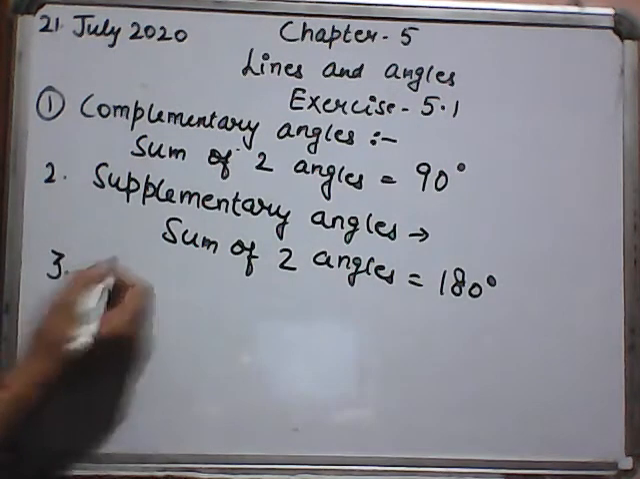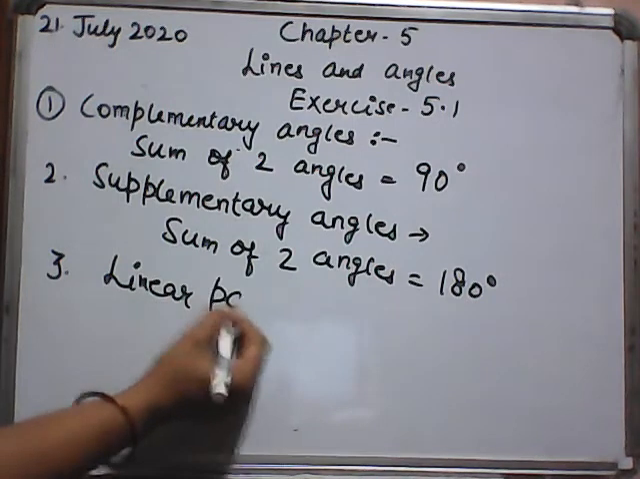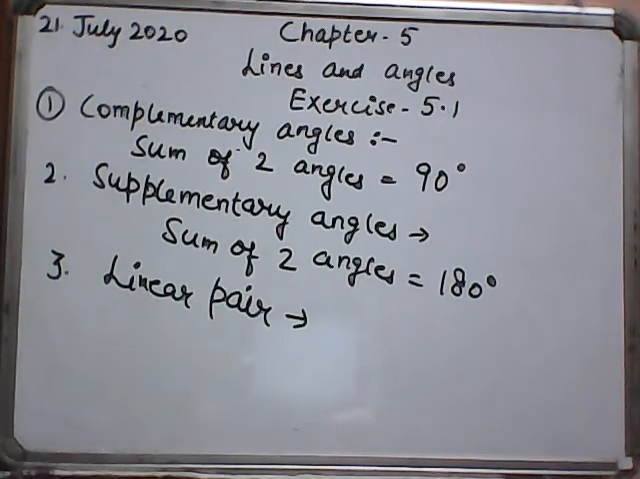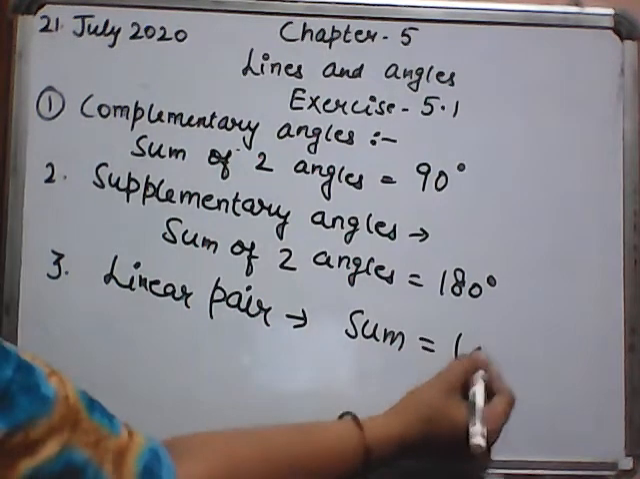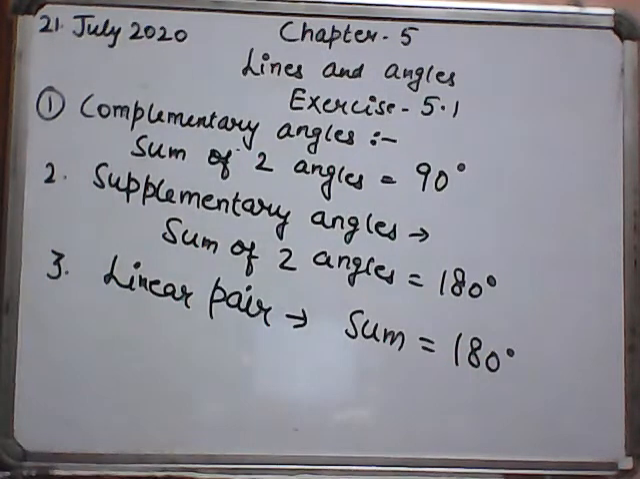Third one is linear pair. Linear pair means a pair of angles which form a straight line, or you can say a pair of angles whose sum is 180°. If the sum is 180°, then you can say these two angles form a linear pair.